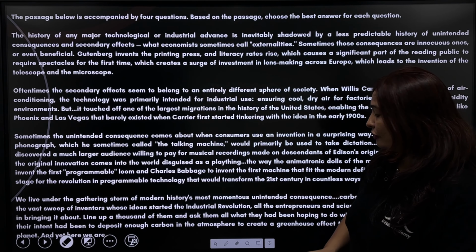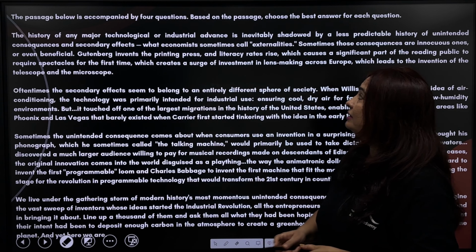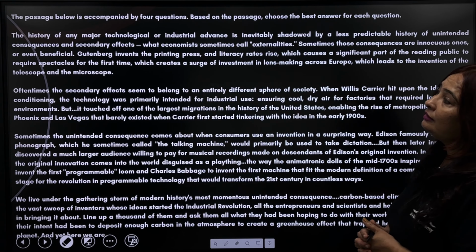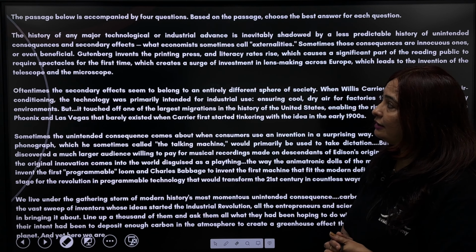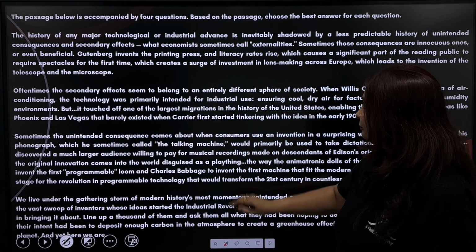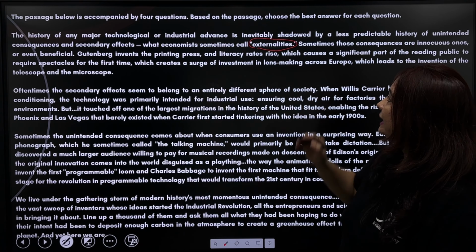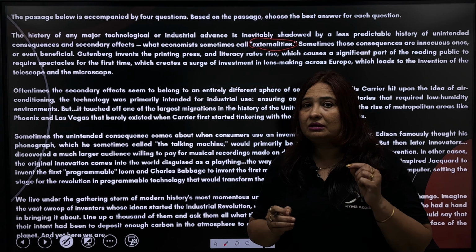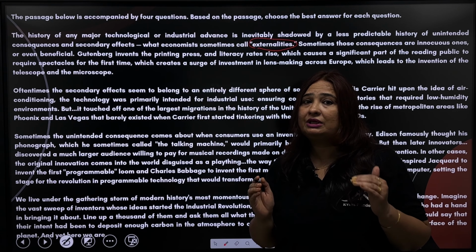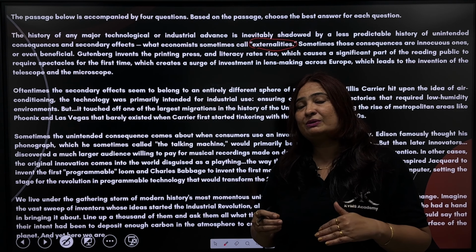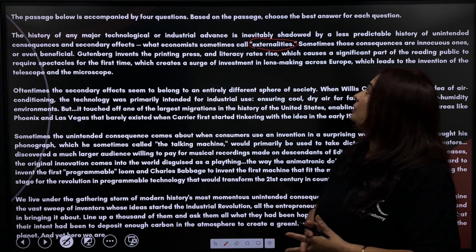The history of any major technological or industrial advance is inevitably shadowed by a less predictable history of unintended consequences and secondary effects, what economists sometimes call externalities. Any word which is given in inverted commas, not the entire sentence, but maybe a word or two words, basically those are the question pockets, or there might be some option on that particular word.